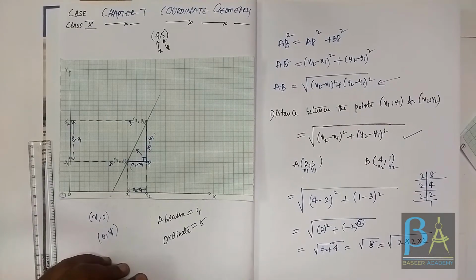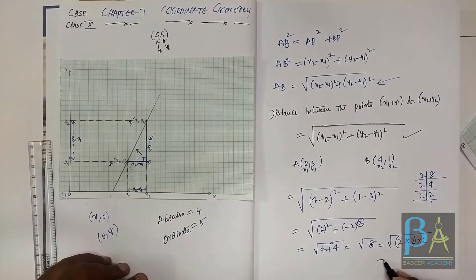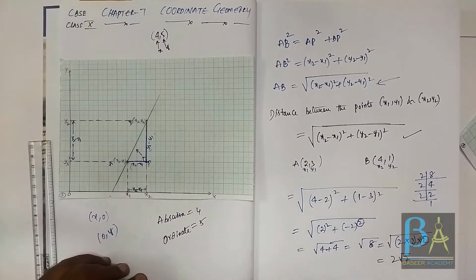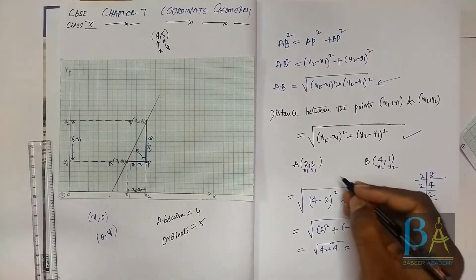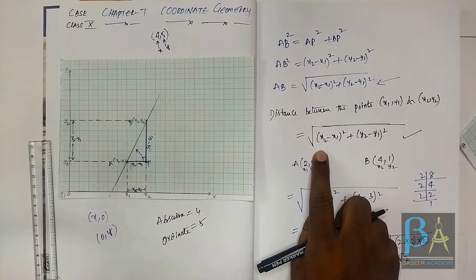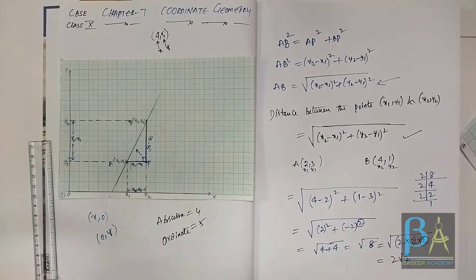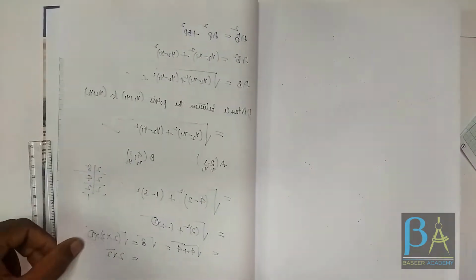And out of 2 same numbers, you can take one number outside the square root, and in the root only just this 2 is remaining. So the distance between these 2 points is 2 root 2. Instead of using the distance formula as square root of x2 minus x1 whole square plus y2 minus y1 whole square, you can very well write it like this as well.